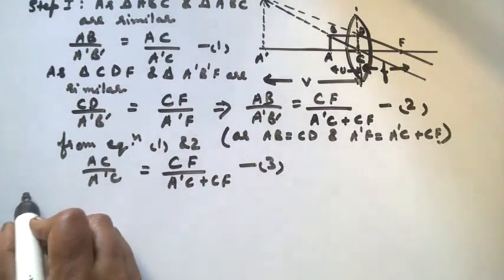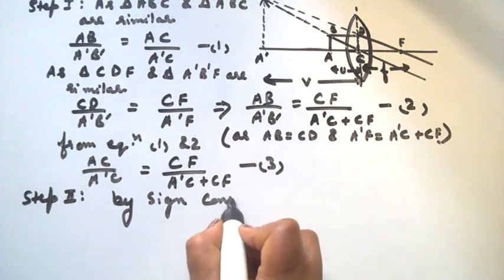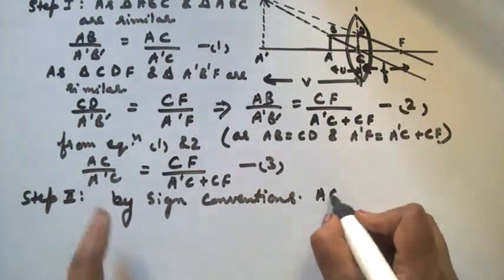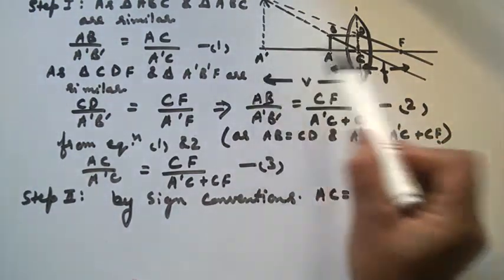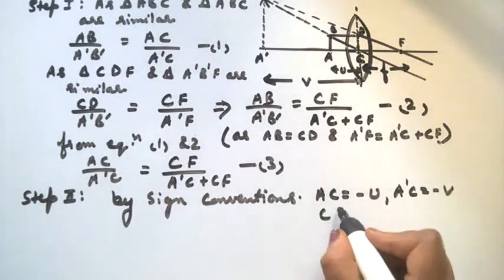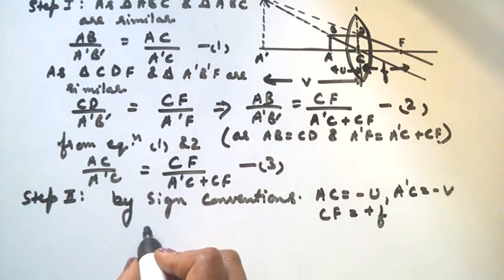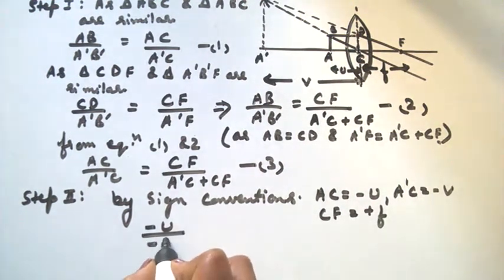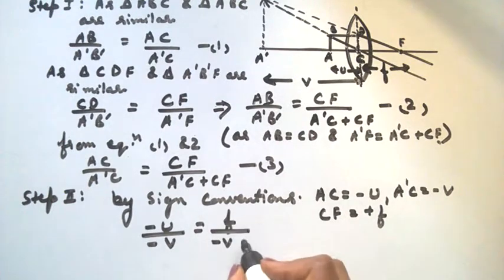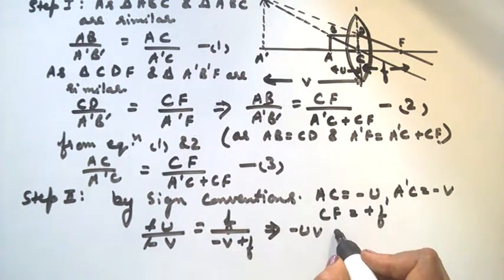So second step is by sign conventions. We can note that AC is equal to minus U, A dash C is minus V, CF is equal to plus F. On substituting these symbols here, we can write AC is equal to minus U, A dash C is minus V, equal to CF is plus F, A dash C is minus V and CF is plus F. This implies that minus UV plus UF equal to VF.